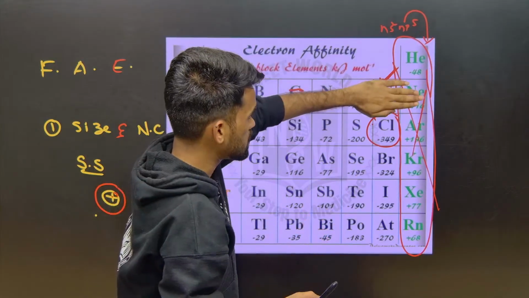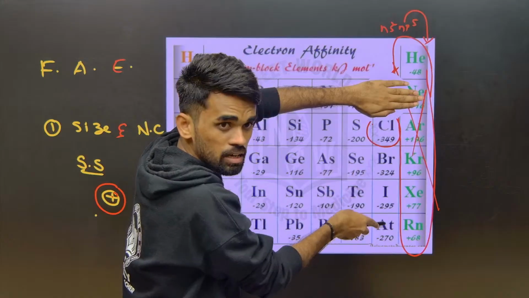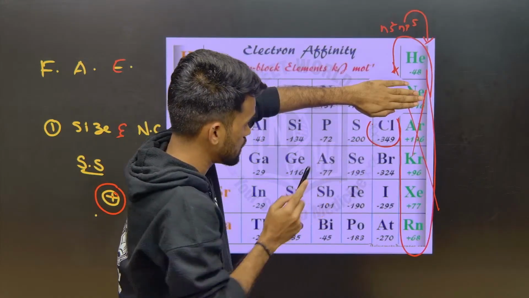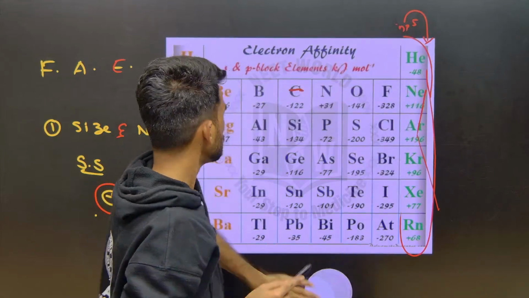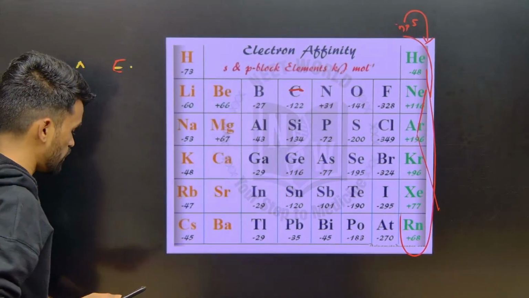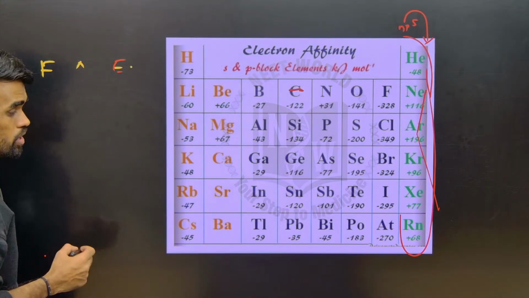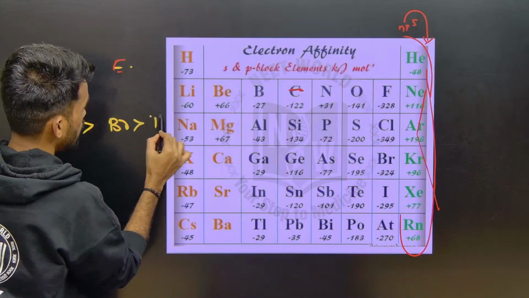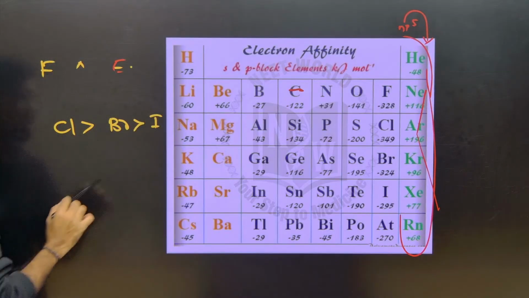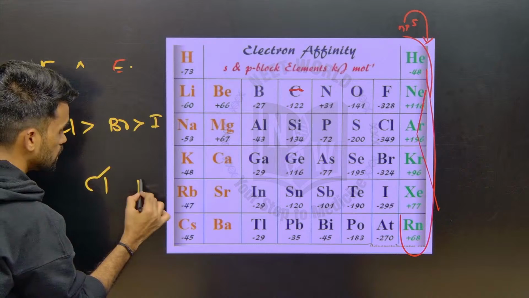Okay. So as of now, up to here it is clear. You can see this order and this order also. Is that clear or not? Yeah. So now tell me what is their electron affinity or electron gain enthalpy order? Chlorine more than bromine more than iodine. Up to here it is clear. Okay. Now we need to compare chlorine and fluorine.